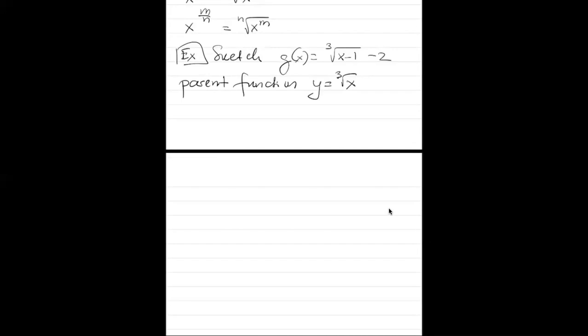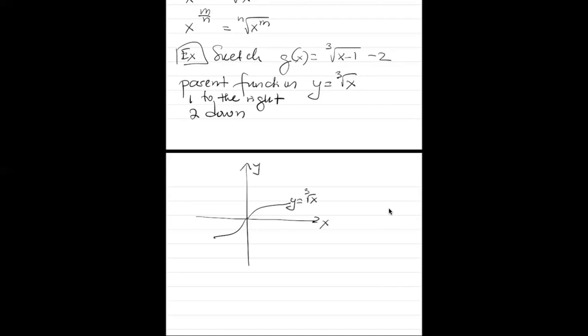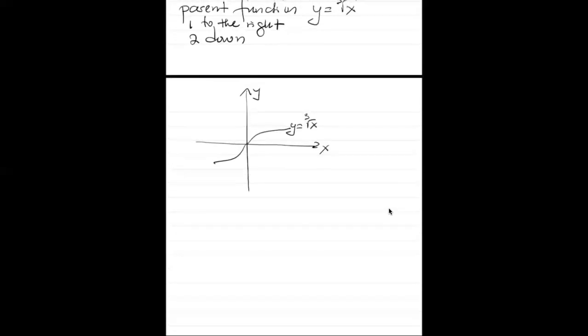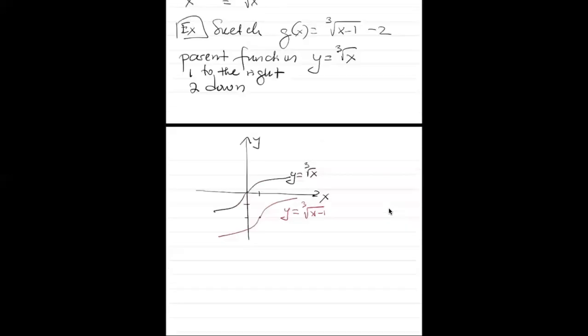So we have 1 unit to the right, and 2 down. So we have the parent function that looks like this, y equals cube root of x. And that same function we're going to transport 1 to the right and 2 down. So it's going to start here. Very similar shape like that. Label it cube root of x minus 1 minus 2.